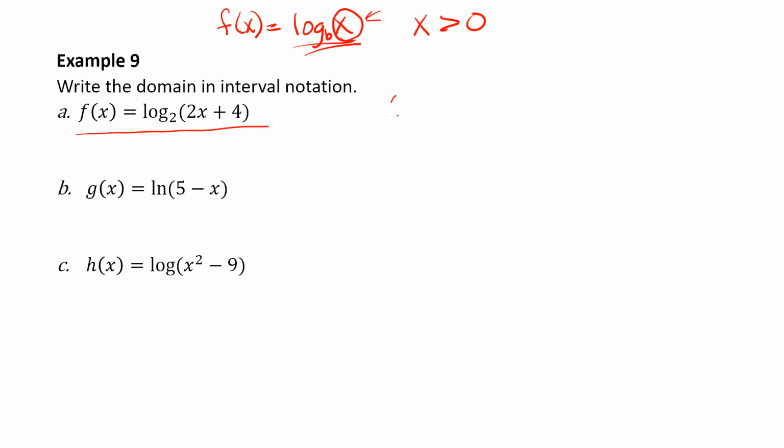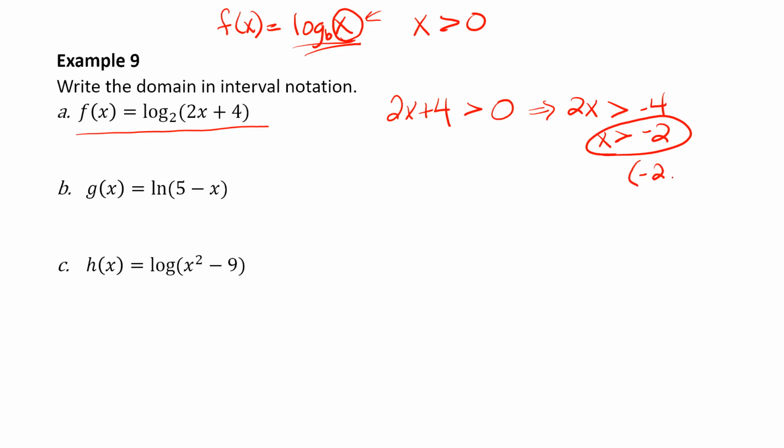So 2x + 4 has to be greater than 0. So we just solve it. 2x is greater than negative 4, so x is greater than negative 2. This would be the domain for that function, and we would write that as negative 2 to infinity.